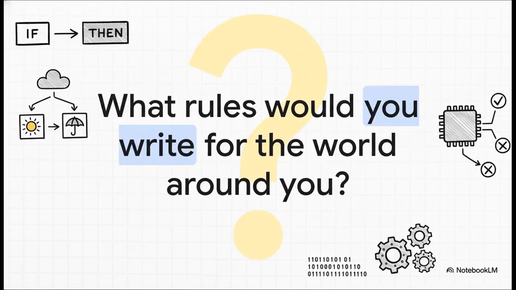So understanding this simple if this then that logic doesn't just help you understand code, it actually helps you see the invisible rules that are running our entire digital world. So now that you know the secret, what's a simple decision you make every day that you could turn into a set of logical rules for a computer?